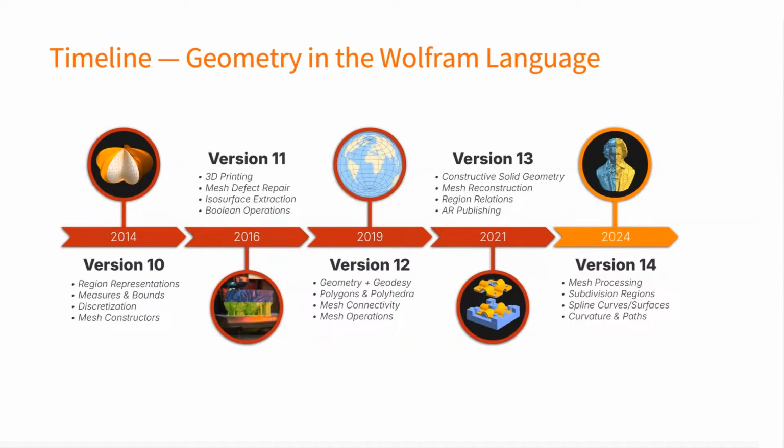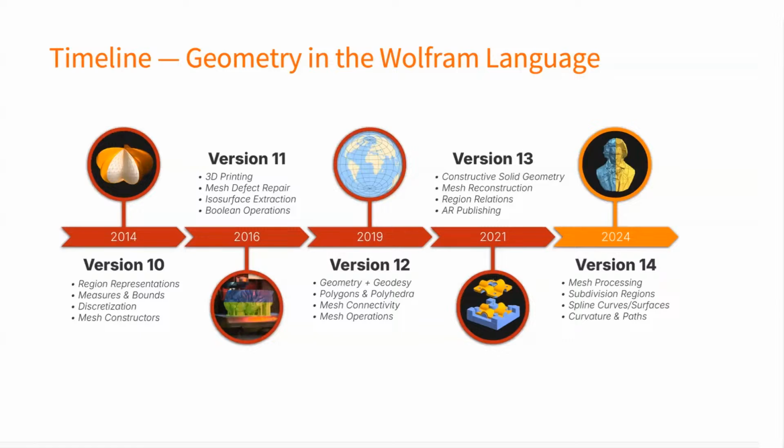This all laid a very solid foundation for geometry in the Wolfram language, one that we have continued to build upon with future versions. Going into version 11, we see the focus on 3D printing and the various operations that required, such as detecting and repairing mesh defects. Going to version 12, we see a deep focus on generalizing our polygons and polyhedra, such that we could extend our region computations to geodesic ones.